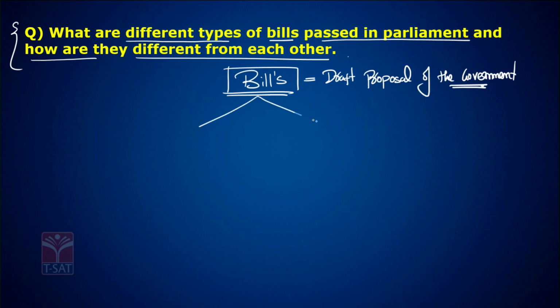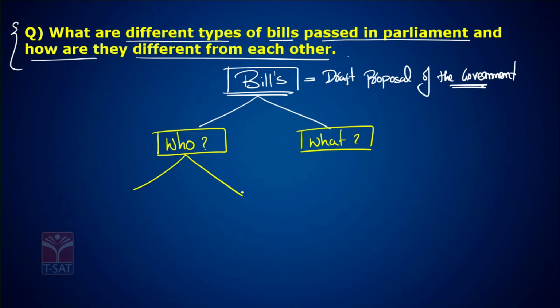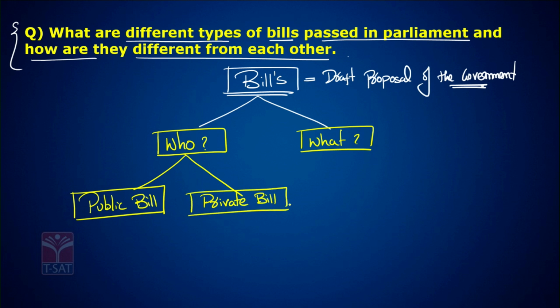Bills are divided into two types. Who initiates the bill, and what type of the bill it is. Under who initiates the bill, it is again divided into two types. The first one is called public bill, and the second one is called private bill.